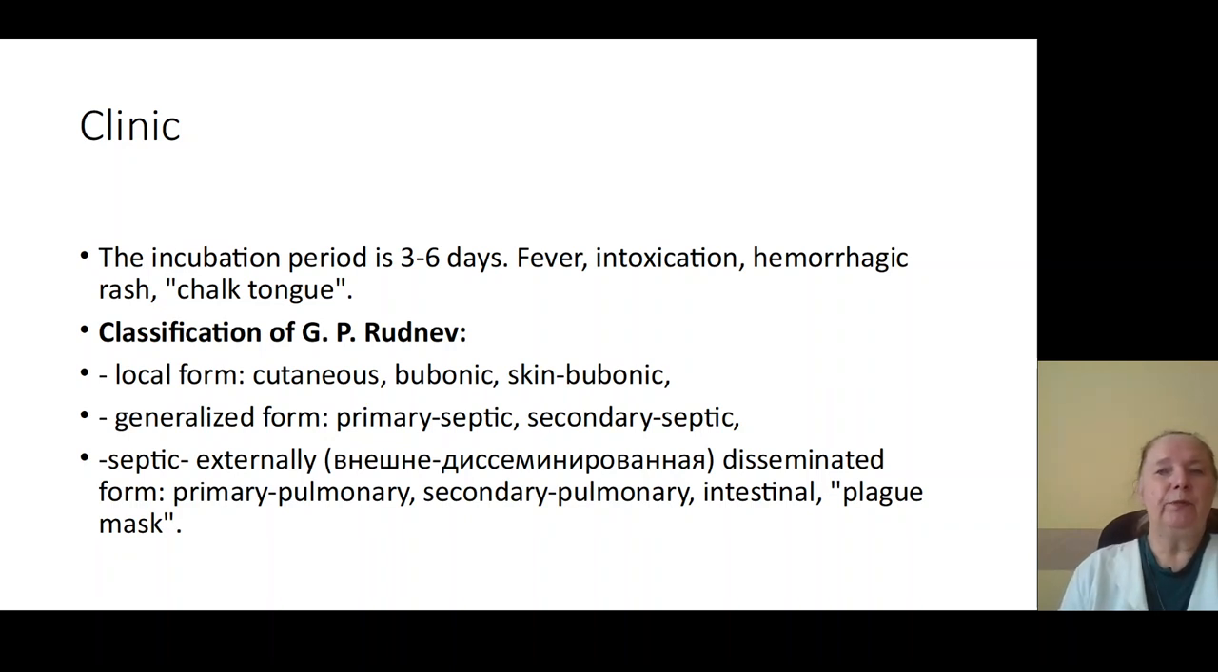Next form, the septic external form, is a disseminated form 2, and in those forms we observe the primary pulmonary form, the secondary pulmonary form, and the intestinal form. In those variants the clinic of lung destruction dominates, with the syndrome of pneumonia, an atypical pneumonia, and infectious granulomas localized in the lung, increased permeability of blood vessels, migration of bacteria, phagocytes, macrophages, destruction of tissue, necrosis, and abscess of the lung.